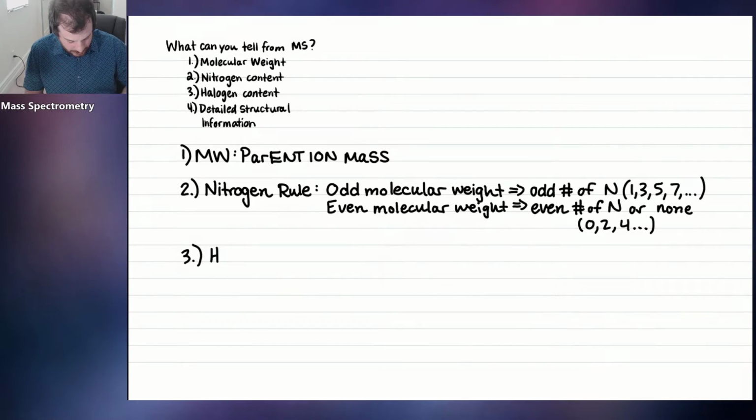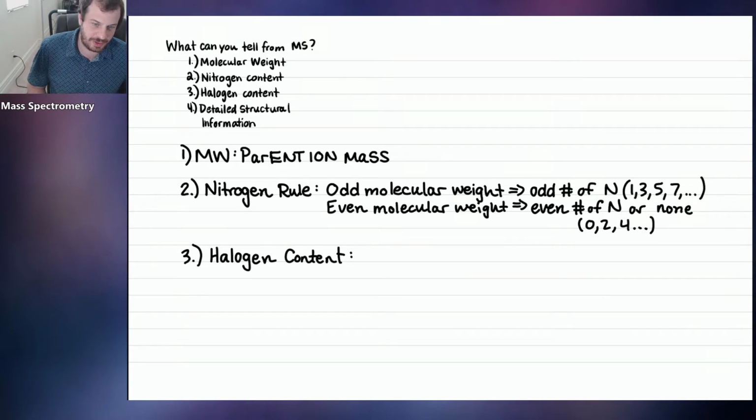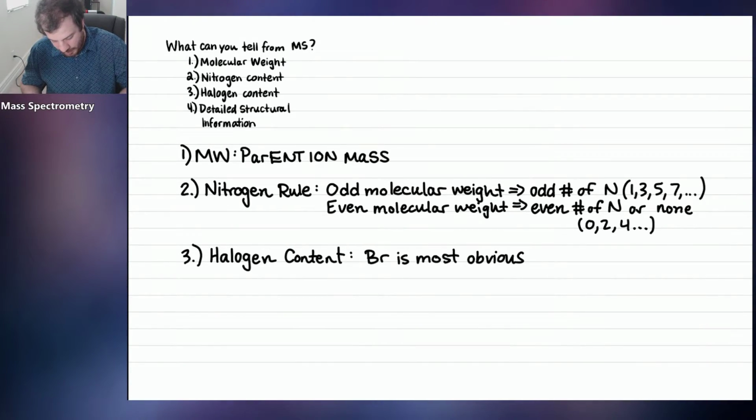So let me show you what that looks like. It turns out that bromine and chlorine in particular, which are very common in organic molecules, have isotopes that are very, very abundant. So bromine is most obvious. For bromine, you're going to find there's 2 isotopes, bromine 79 and bromine 81. And these isotopes are in a 51 to 49% ratio.